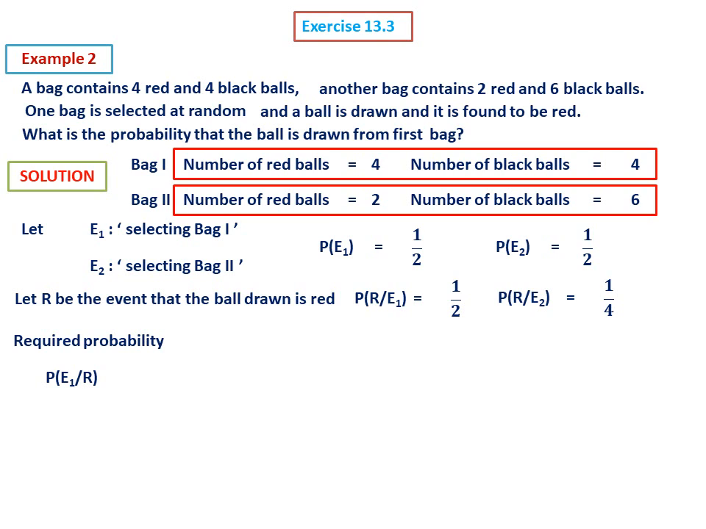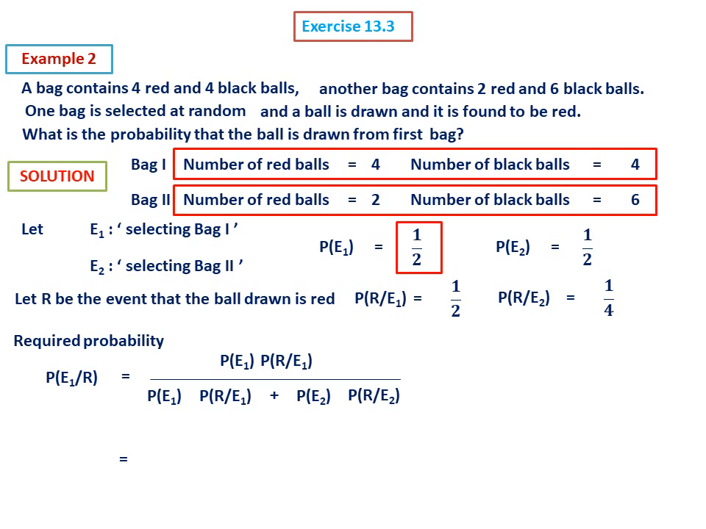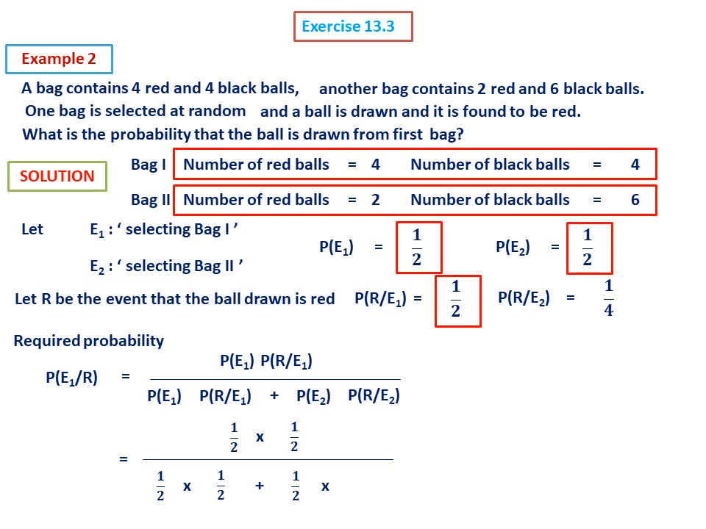Now, the required probability is probability E1 given R. That is the ball is drawn from the first bag. So this will be equal to, apply Bayes theorem formula. Probability E1 into probability R given E1 divided by probability E1 into probability R given E1 plus probability E2 into probability R given E2. Substitute the values. So it is 1 by 2 into 1 by 2 divided by 1 by 2 into 1 by 2, same thing, plus probability E2, it is 1 by 2 into probability R given E2, 1 by 4. So simplify, you get 2 by 3. So this is the first question on Bayes theorem, example 2.